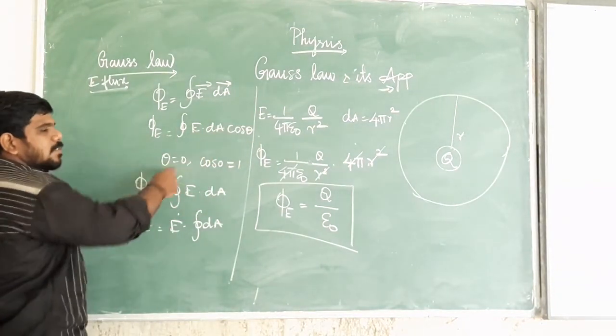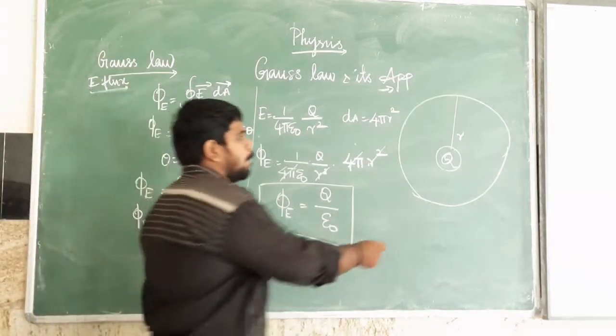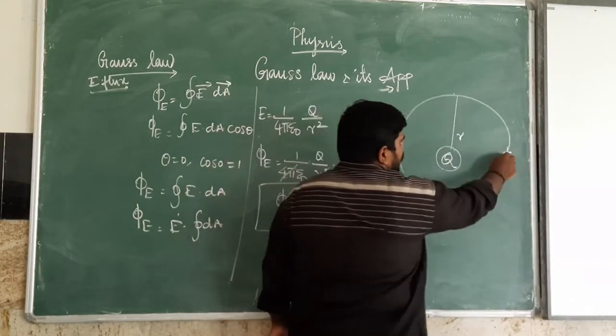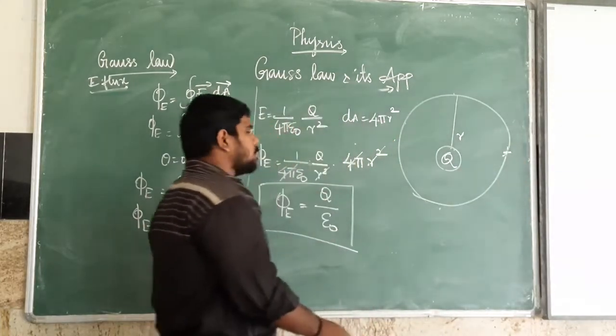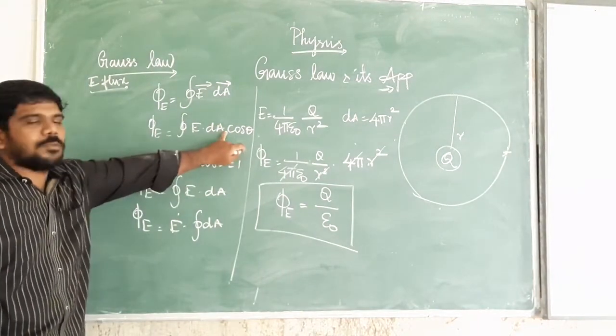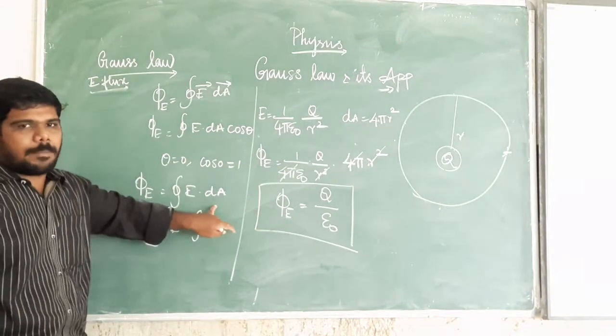For a closed surface, theta is equal to 0, because the angle should be 0, as it is a closed surface. So theta is equal to 0, and cos 0 is equal to 1. If we substitute this, we get phi of E is equal to the closed integral of E into dA.